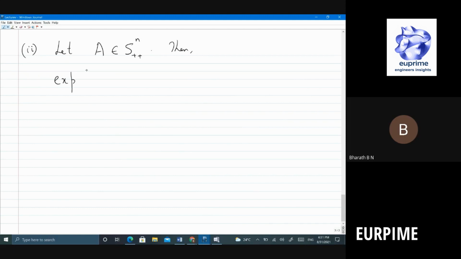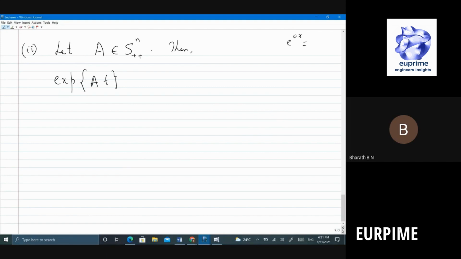I can take exponential of tA. What is this? Can somebody tell me? Can somebody tell me what is this? How do you write this? What is e power ax? E power ax. How do you write this? 1 plus? How do you write this?